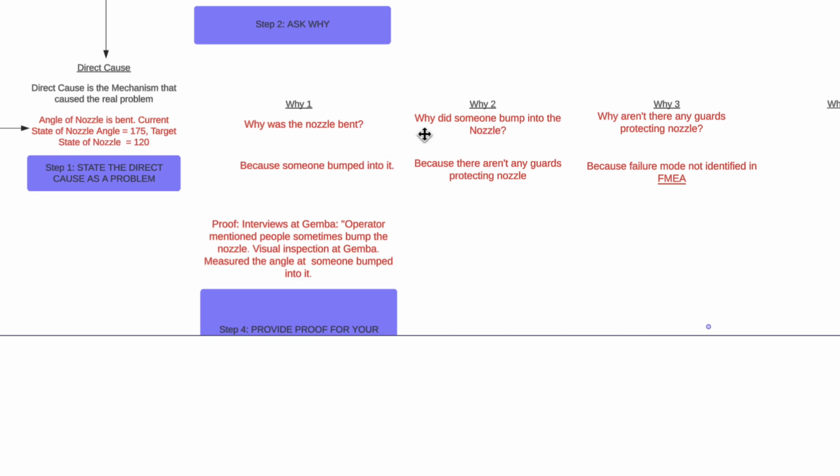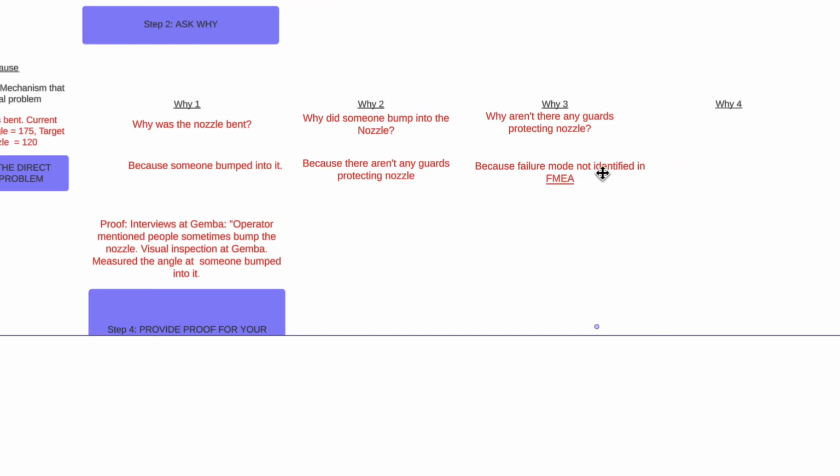Why did someone bump into the nozzle? Because there aren't any nozzle guards protecting the nozzle. Now for the proof, you could go out and take pictures. Then you can ask, why are there not any guards protecting the nozzle? Because that failure mode was not identified in the FMEA, or failure modes and effects analysis, which should be done for processes. And you can say the evidence is we looked at the FMEA and it wasn't there.